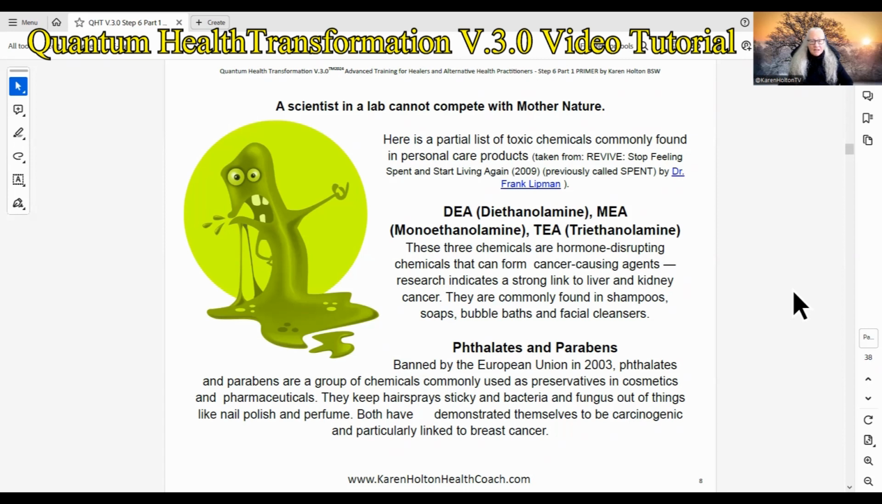Here is a partial list of toxic chemicals commonly found in personal care products. This list is taken from Revive: Stop Feeling Spent and Start Living Again, 2009, written by Dr. Frank Lipman. At the top of the list, we have DEA. I'll do my best to pronounce these toxic chemicals, but it's not easy. If you're listening on the audio, please do come over and watch the video so that you can read the full names as they're properly spelled out.